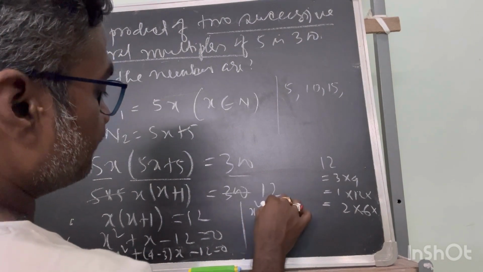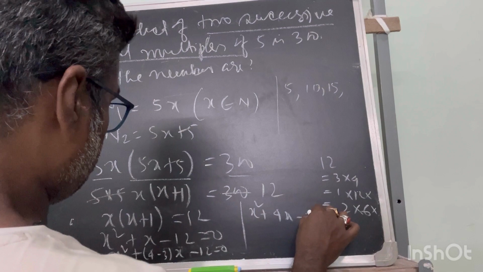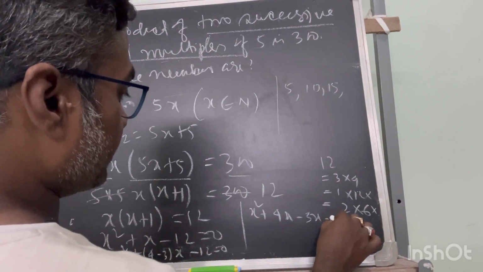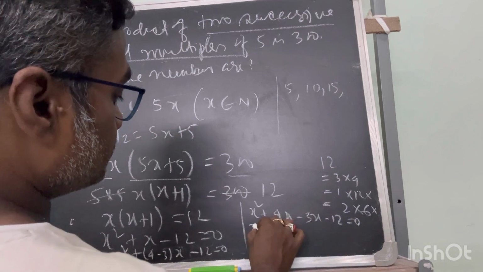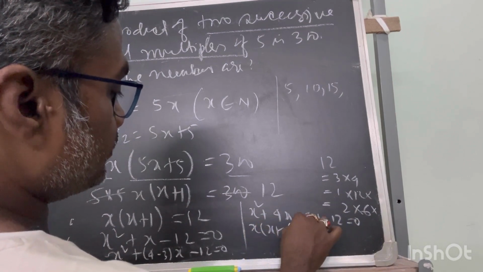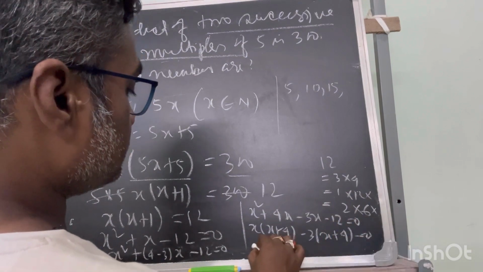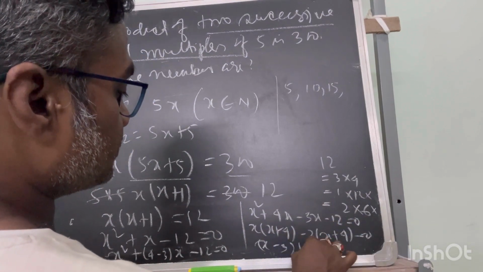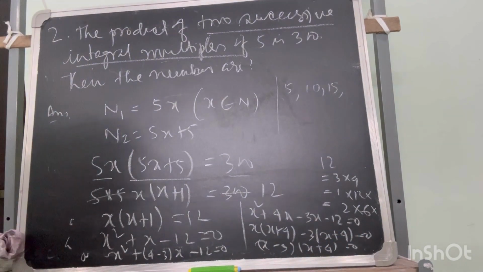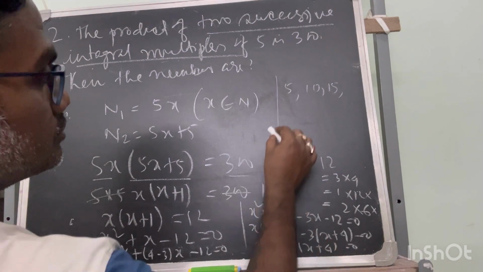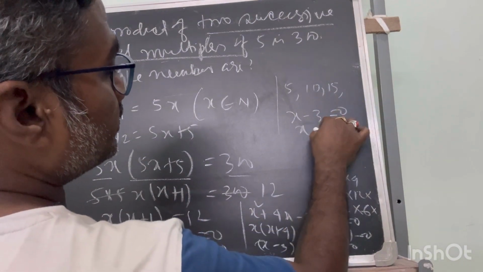Now break it into the bracket, I will get this one. So taking x common, x plus 4 minus 3 into x plus 4 is equal to 0, that means x minus 3 into x plus 4 is equal to 0. Now see, so both can be 0. So if I take x minus 3 is equal to 0, I am getting x is equal to 3.